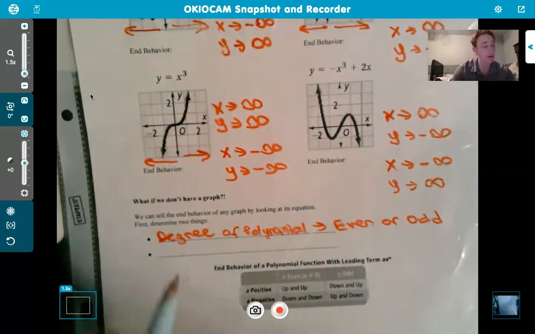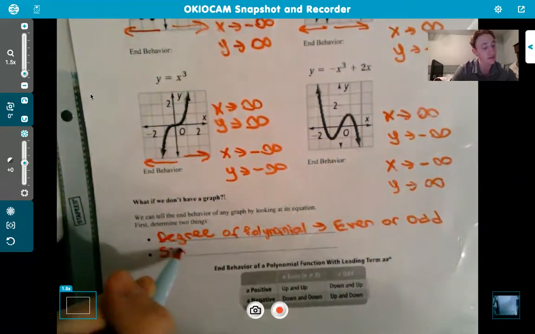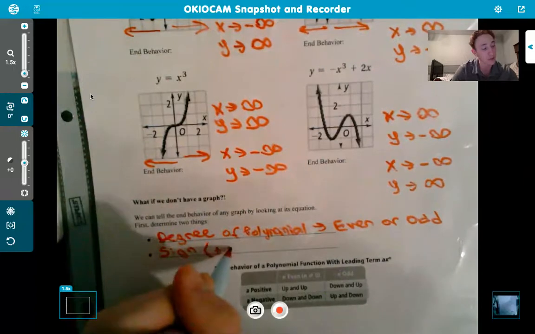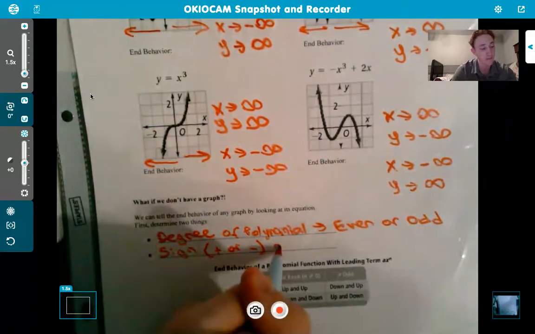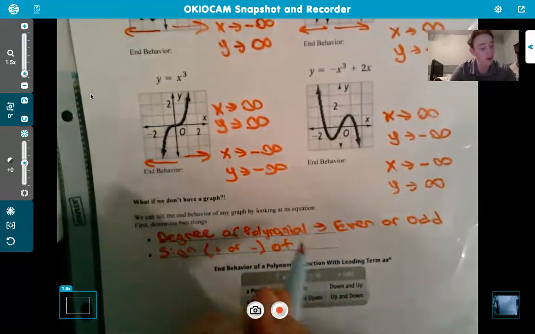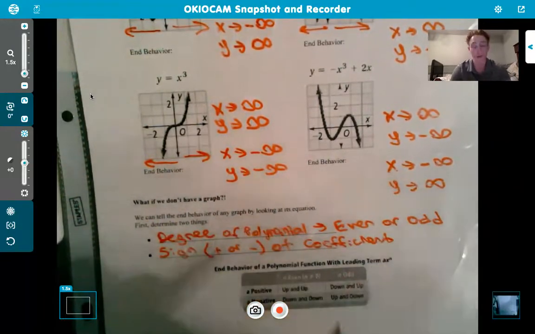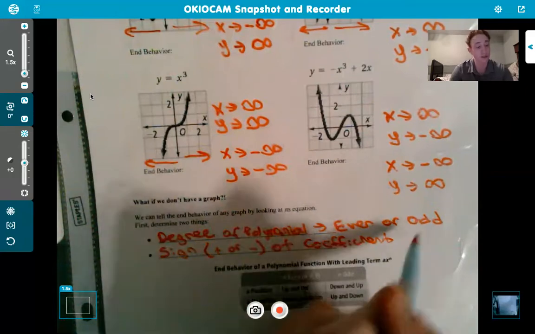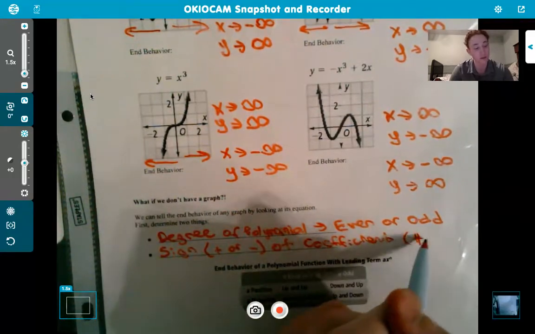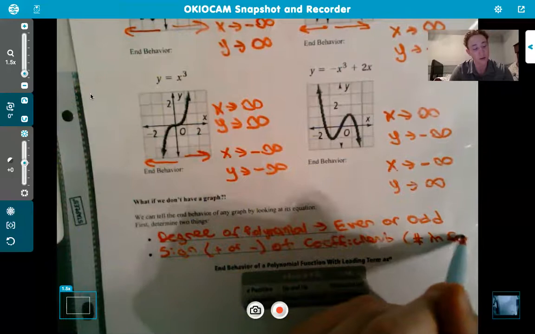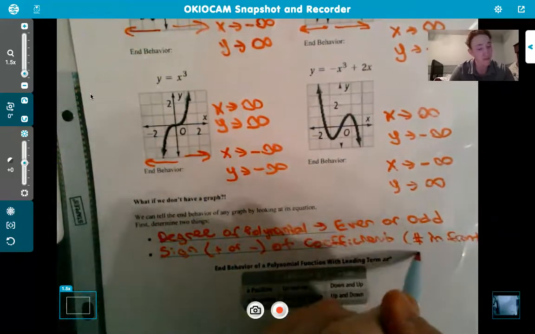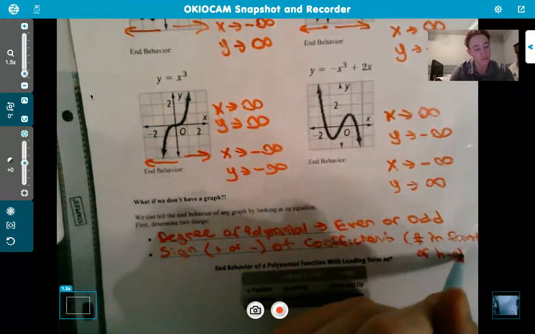The next thing we're going to look at is the sign, so positive or negative, of the coefficient. So that leading coefficient, essentially what's called the number in front of the highest term.